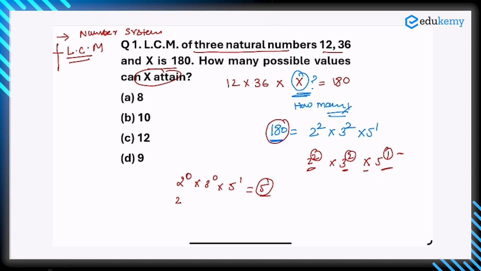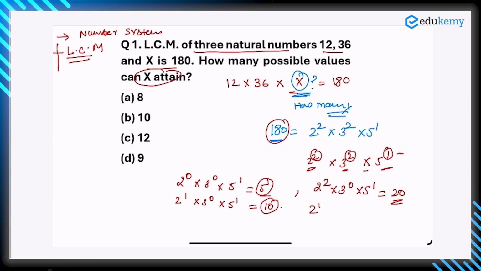Similarly, the second option can be 2 raised to power 1, 3 raised to power 0 and 5 raised to power 1, which means 10. Yes, the value of x can be 10 here. Similarly, in case 3, it can be 2 raised to power 2 into 3 raised to power 0 and 5 raised to power 1, which is equal to 20. Yes, 20 can also be the value of x here.